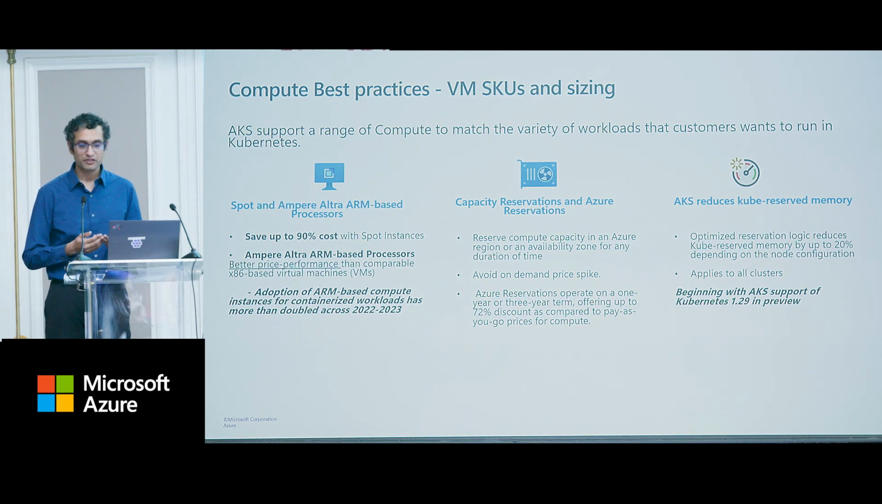Capacity reservations is a feature that's now generally available. It helps safeguard against allocation failures by pre-allocating capacity. And Azure Reservations offers up to 72% discount compared to pay-as-you-go prices, so something to keep in mind. And the last point I want to mention is AKS now optimizes kube reserved memory by up to 20%, depending on your node configuration. It is available in preview with 1.29, and we are soon to go GA, or generally available, on version 1.29 by end of the month.